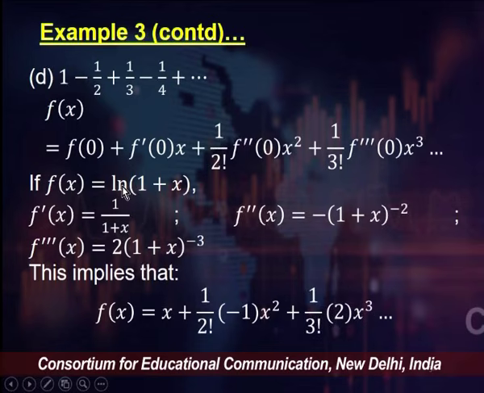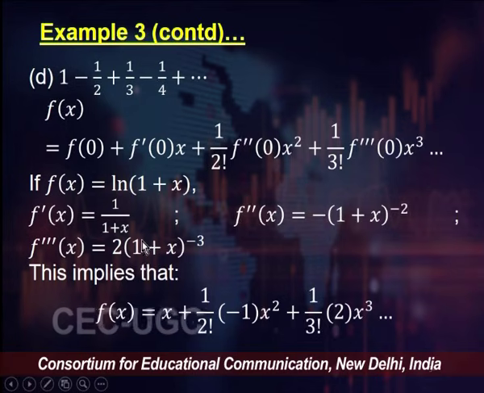So, if our function here is natural log of 1 plus x, the first derivative is going to be 1 divided by 1 plus x. Let us just get the groundwork done so that we can substitute back into this formula for the Taylor series. So, f double prime of x will be, because the first derivative is 1 plus x to the power minus 1, the second derivative would be minus 1 times 1 plus x to the power minus 2.